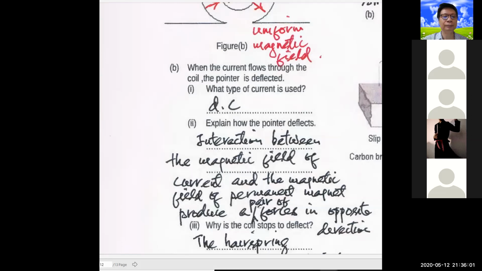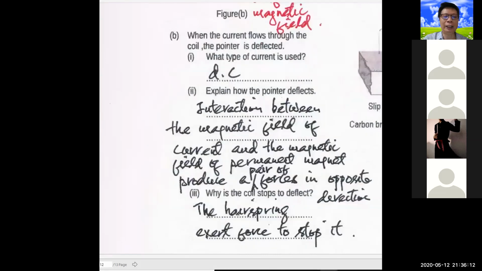Okay, got it? Then why does the coil stop? The coil turns a little bit, then it will stop, right? It's because of the hair spring. The hair spring exerts force to stop it. They put the spring there with a purpose, you know. The spring is to stop the pointer. When the pointer deflects a bit already, the spring will apply force to stop the pointer, okay? So the hair spring exerts force to stop the deflection of the pointer. Got it?